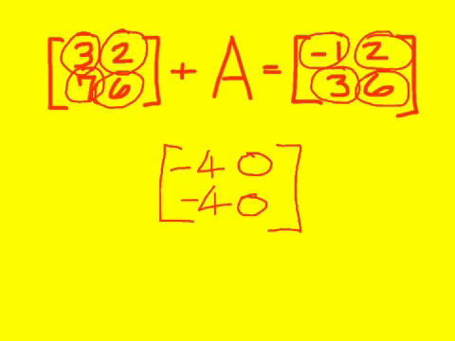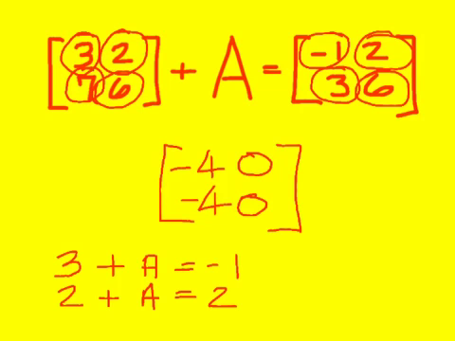The work that you would have to show for this would be 3 plus A equals negative 1, and then solve it for A. And you still use A again for 2 plus A equals 2, and then 7 plus A equals 3, and 6 plus A equals 6. A would have a different value each time.